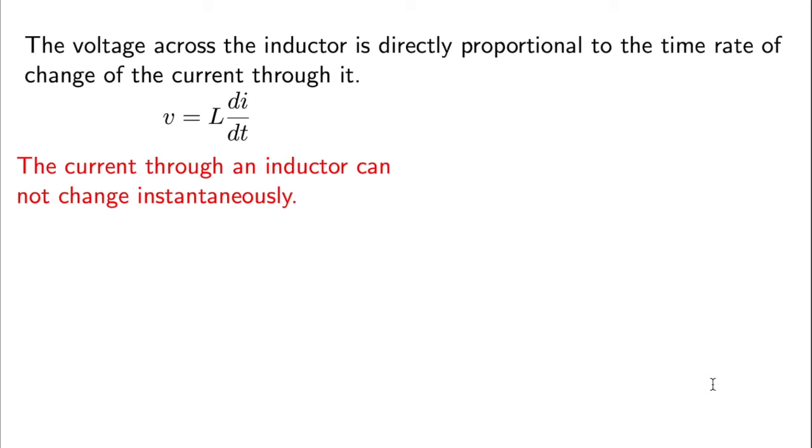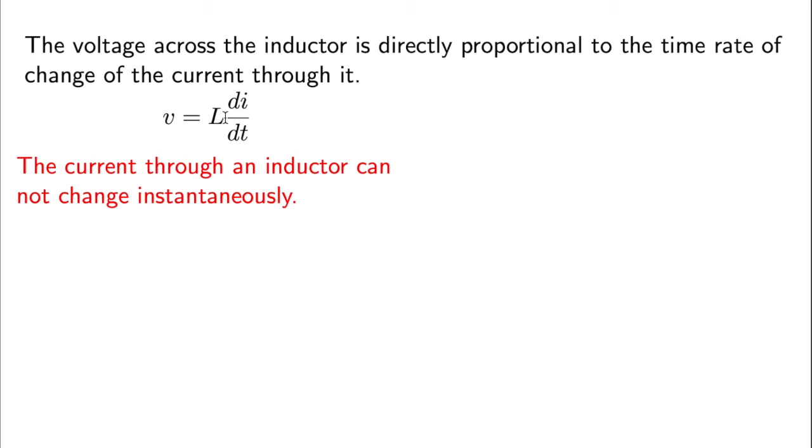But the voltage-current relationship of the inductor is expressed by V equals L di upon dt. This expression suggests that the voltage across the inductor is directly proportional to the time rate of change of current through it. However, current through an inductor cannot change instantaneously. This has to be understood since on the right hand side we have the derivative of the current, so that current cannot be changed instantaneously.